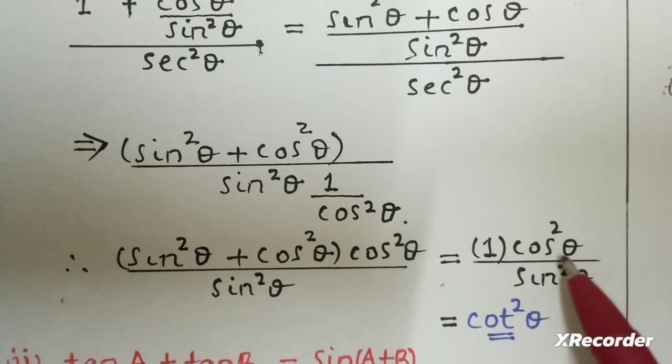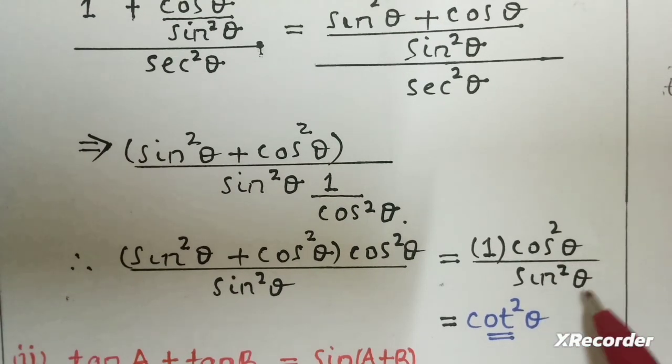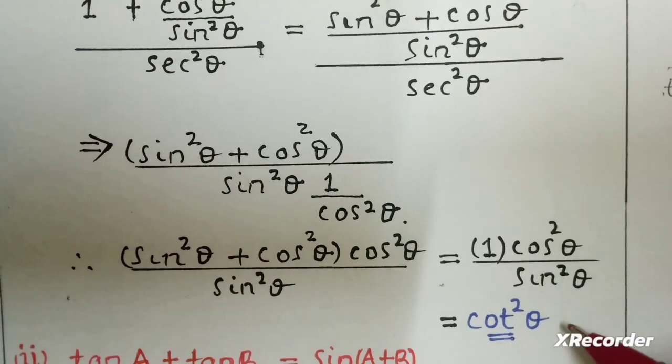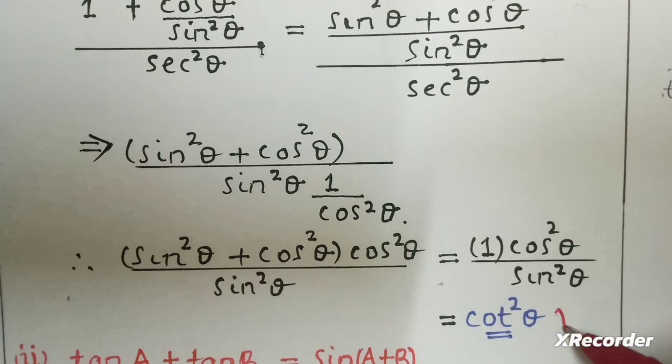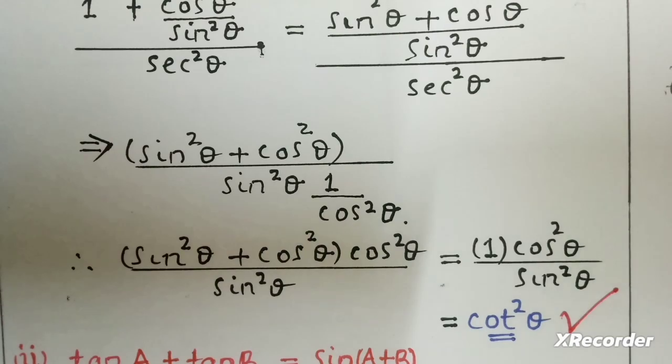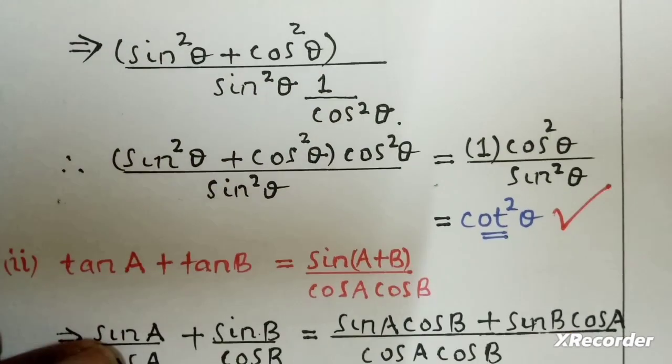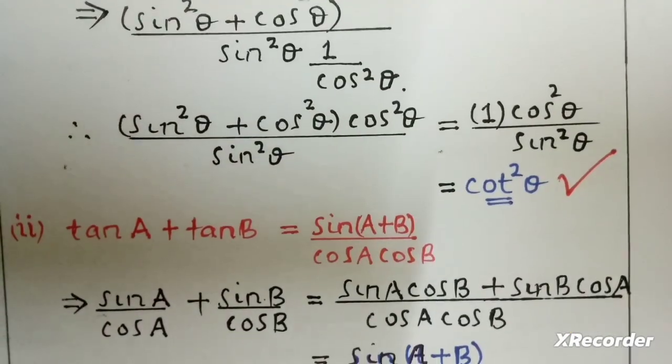So this one, cos squared theta over sine squared theta, is the reciprocal of tan. The reciprocal of tan squared is supposed to be cot squared theta. So that's how we get that. Let's go to the next one, guys.